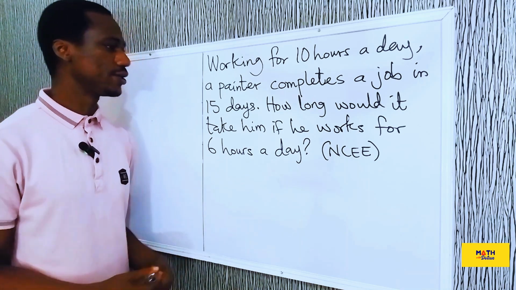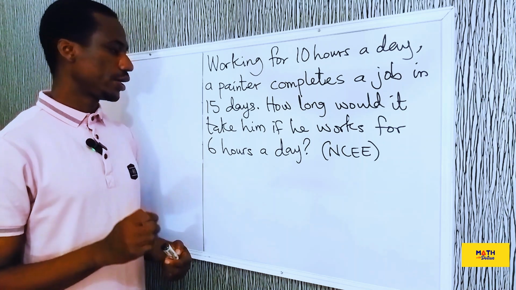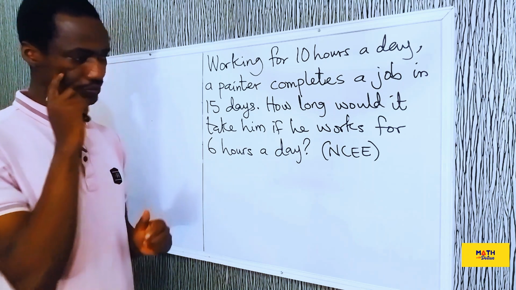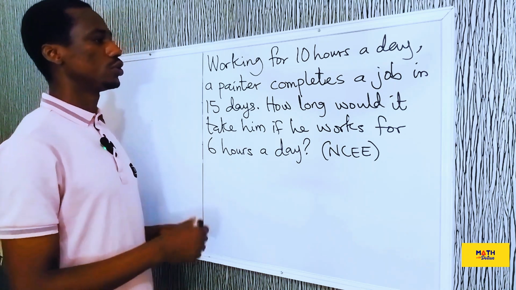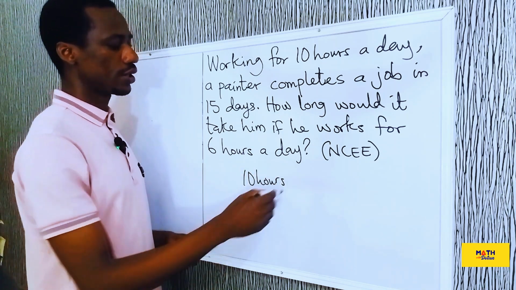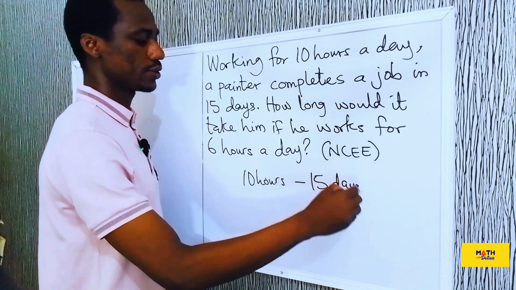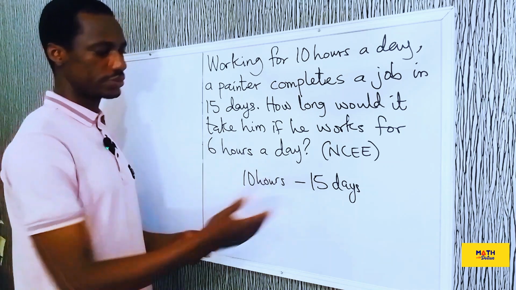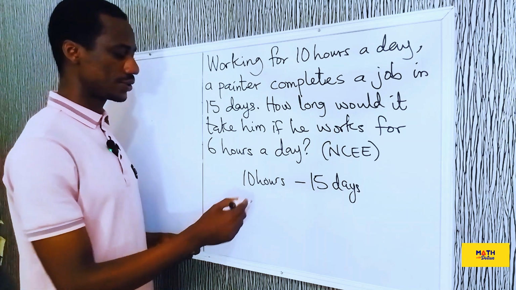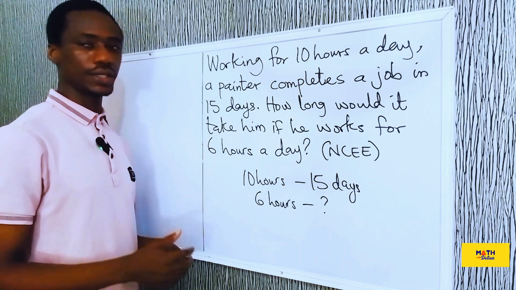Working for 10 hours a day, a painter completes a job in 15 days. How long would it take him if he works for 6 hours a day? All right, so let's highlight the things we have. We know that he works 10 hours a day, and the work took him 15 days because he worked 10 hours a day. At that same rate, if we reduce the number of hours to 6 hours a day, how many days will it take him? That's the question.